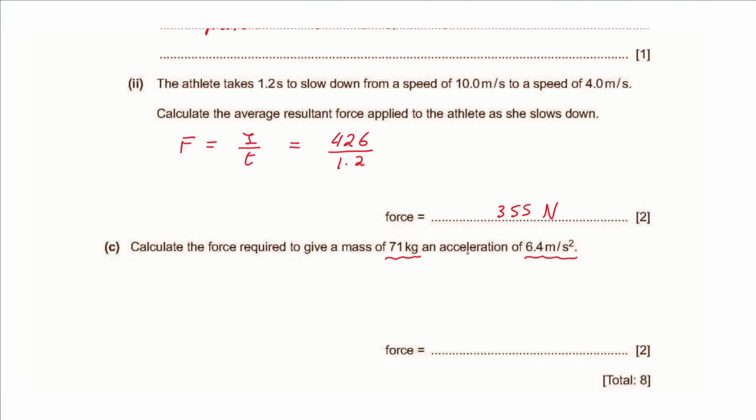Question C says calculate the force required to give a mass of 71 kilograms an acceleration of 6.4 meters per second squared. Here we can use F equals ma, since we have the mass 71 and the acceleration 6.4. This gives an answer of 454.4, which we can approximate to 454 or 450 newtons.